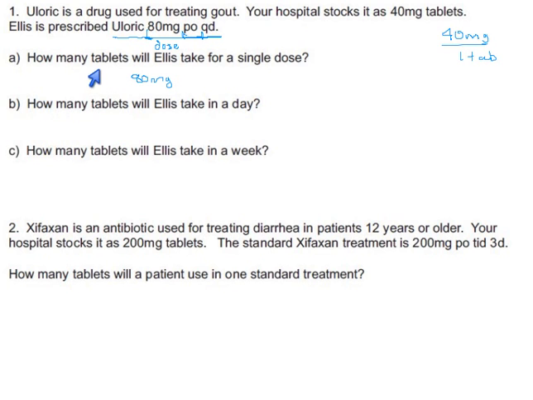But wait, they don't want milligrams. They want to know how many tabs. And that's where this thing comes in. Let's do a cross multiplication and see what we get. 40 milligrams. By the way, if you've already done this in your head and seen that the answer is 2, you're right, but I'll do it by cross multiplication because we don't want our skills to rust. Okay, so there's 40 milligrams in one tablet, so 80 milligrams would require how many tablets? 1 times 80 is 80, divided by 40 is 2 tablets for a single dose.